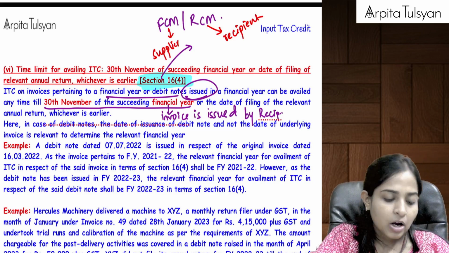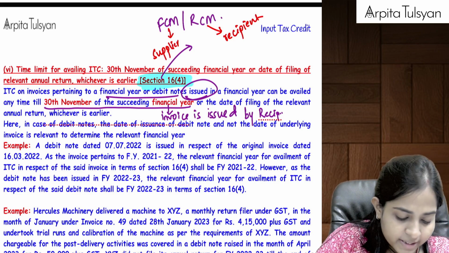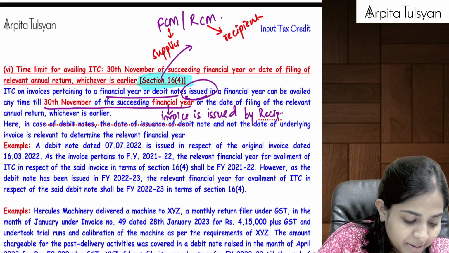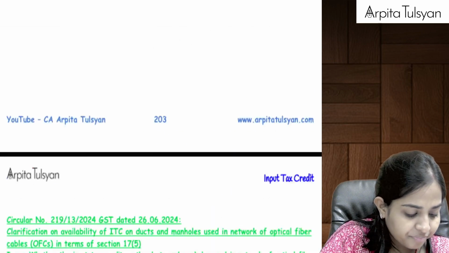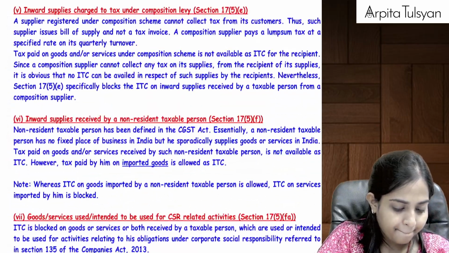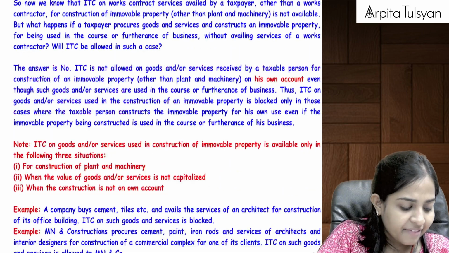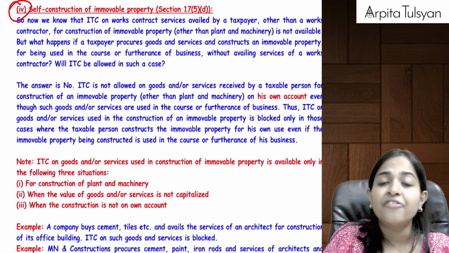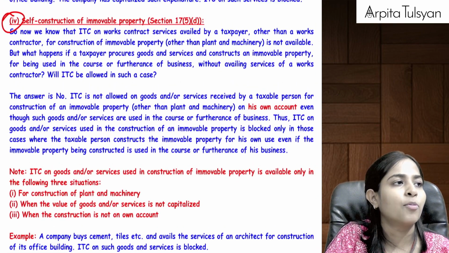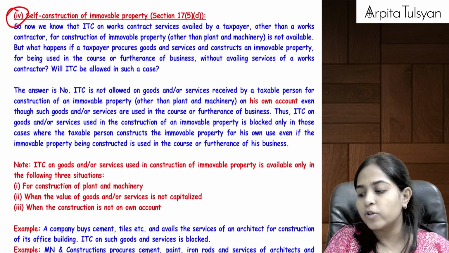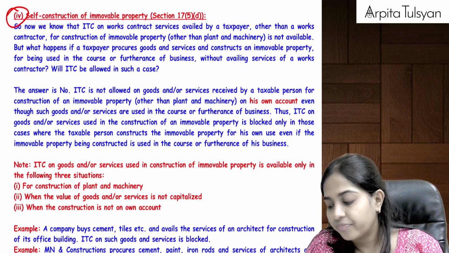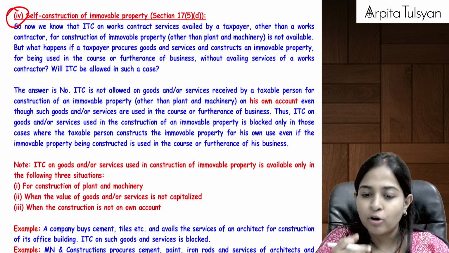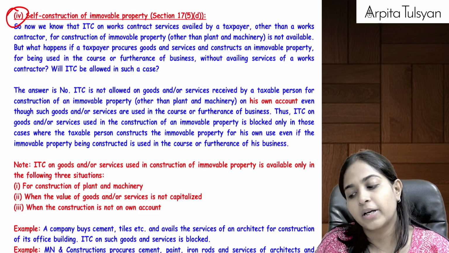Yes. Okay. Now, directly come to section number 17(5), that is blocked credits. Come to section number 17(5). And in 17(5) also, come to 17(5)(d), the fourth point, self-construction of immovable property. You can see it on the board. I have taken out the notes. 17(5)(d), self-construction of immovable property. Please come to that.